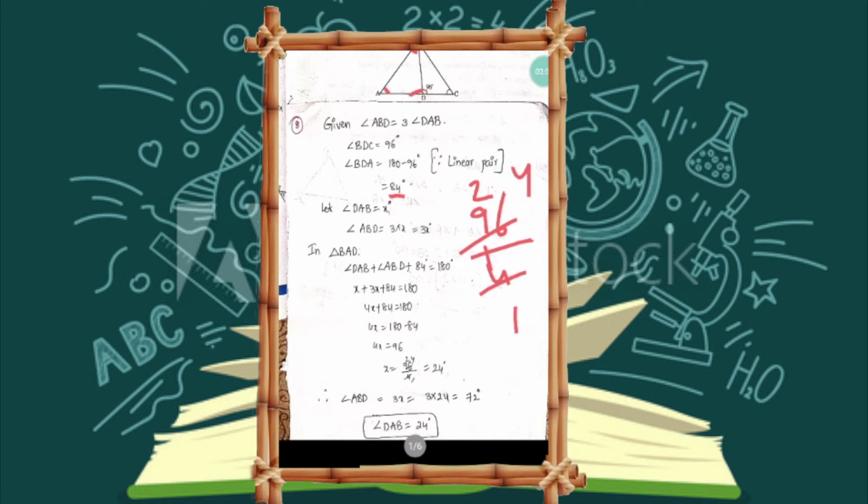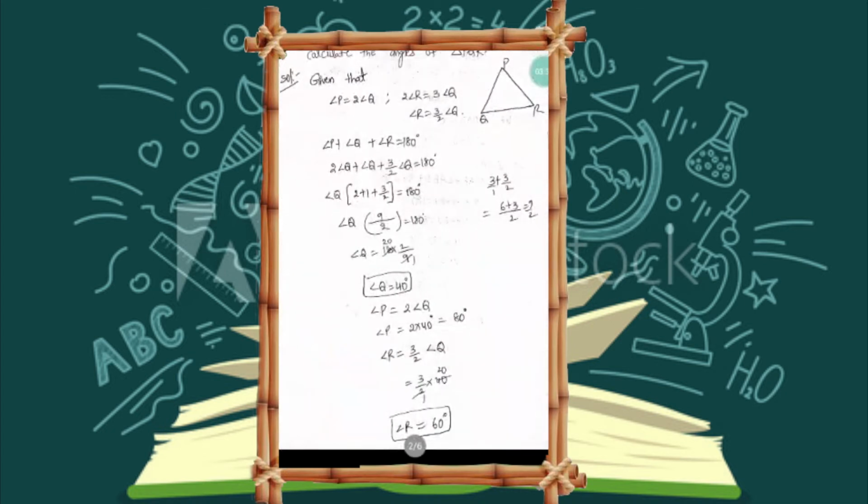x is angle DAB. DAB means this angle is x, that is 24 degrees. ABD means this angle, that value is 3x, means 3 into 24. 24 3s are 72 degrees. According to our problem, we wanted to find angle ABD. ABD means 72 degrees. Understood, children? In this, we used only the linear pair property.